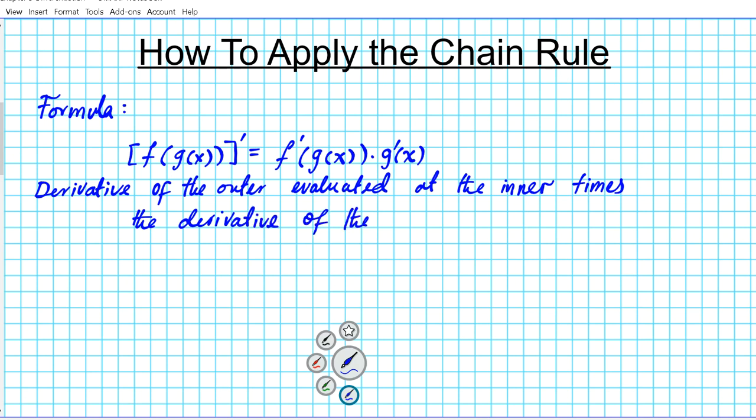In short, we're just going to refer to this as DOEIDI. So we're just going to DOEIDI the problems that we're doing today. Derivative of outer evaluated at the inner times the derivative of the inner. All right, let's take a look at some examples.